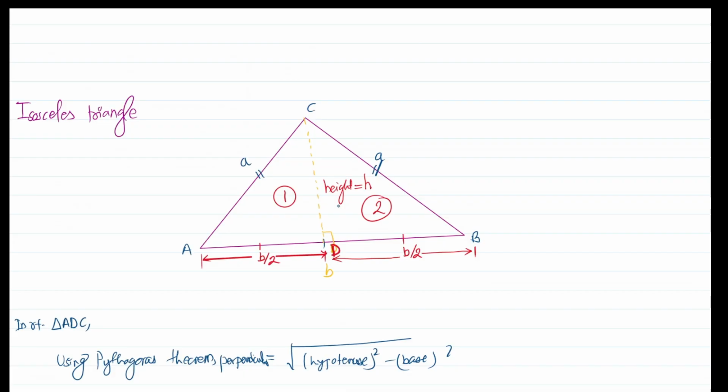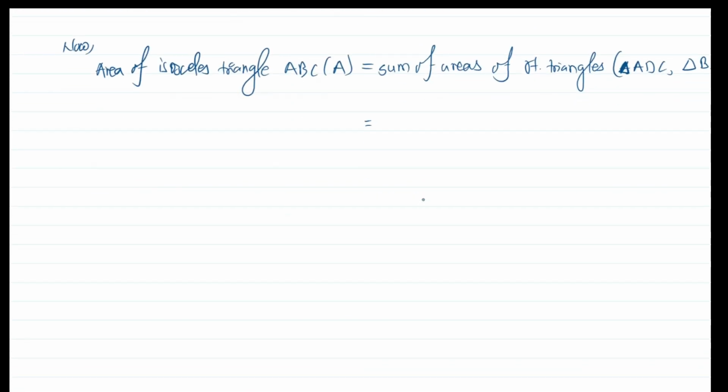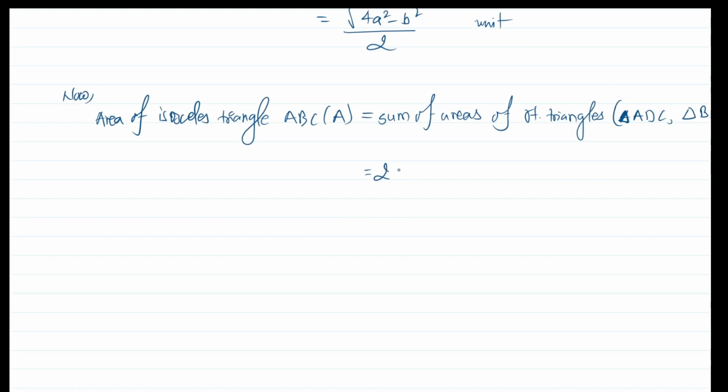Here in these two right angle triangles, this is A and this is A, and the bases are also equal. AD is equal to BD, and the height is the same for both right angle triangles. It means they are equal to each other, right? They are equal in area. They are identical. That's why we can write 2 times the area of one right angle triangle, because both are the same.